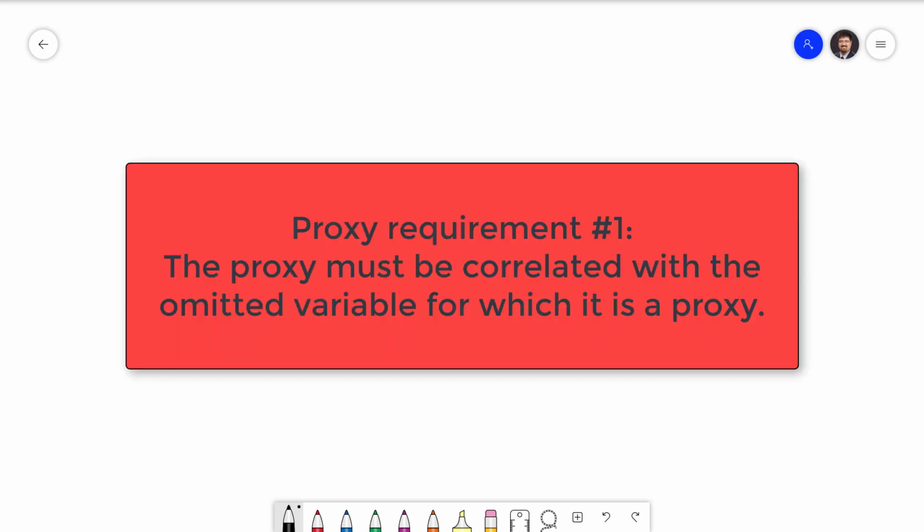Number one, the proxy is correlated with the omitted variable. This one is the most straightforward of the three requirements. If the proxy is going to stand in for the omitted variable, they had better be correlated in some way. If they're not related, we won't solve any problems. This correlation can be positive or negative. We typically think of proxies being positively correlated with the omitted variable, but it is completely possible to get a little bit clever with it and find one that is negatively correlated.